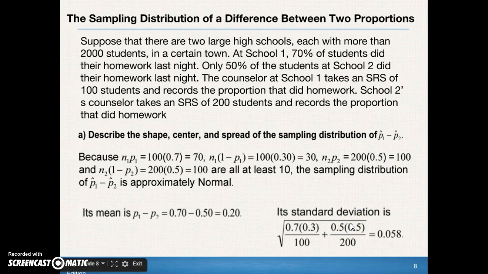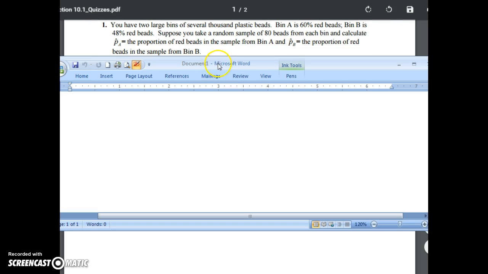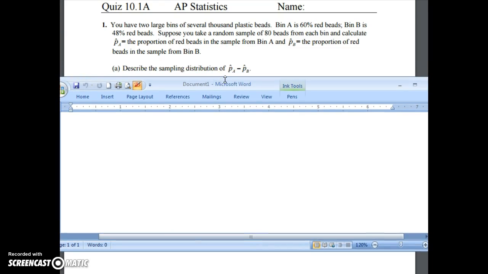So what I'd like to do now is a brand new example, again, from your worksheet. This will be question number 1A. So take a minute to get out your worksheet. So now let's look at question 1. It says you have two large bins of several thousand plastic beads. Bin A is 60% red. Bin B is 48% red. Suppose you take a random sample of 80 beads from each bin and calculate p hat A, the proportion of red beads in the sample from bin A, and p hat B, the proportion of red beads from sample B. And the question is, describe the sampling distribution.